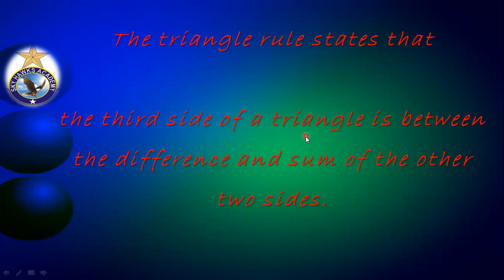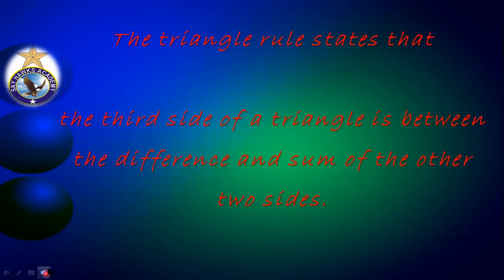So this is all about when a geometrical problem in the shape of a triangle is given and you're looking for the measurement of any of the sides, there may be some ratio between the sides. You will have to keep this formula in mind: the third side of a triangle is between the difference and the sum of the other two sides. Let me explain this one.